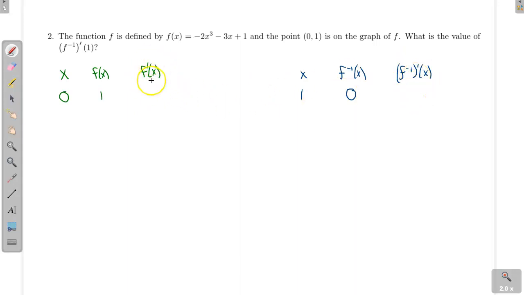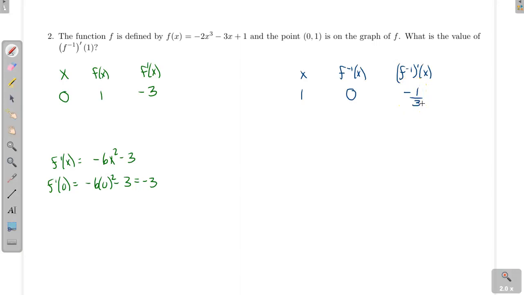So how do we figure out f prime of x? We have the function given to us. We can take f prime of x, negative 6x squared minus 3, and we're putting in our x value that we care about for our original function, 0. So f prime of 0 is negative 3. All right, so we get negative 3 for my original function at 0. When I switch to my inverse at 1, all I do is take the reciprocal of this value, and the reciprocal of negative 3 is negative 1/3.